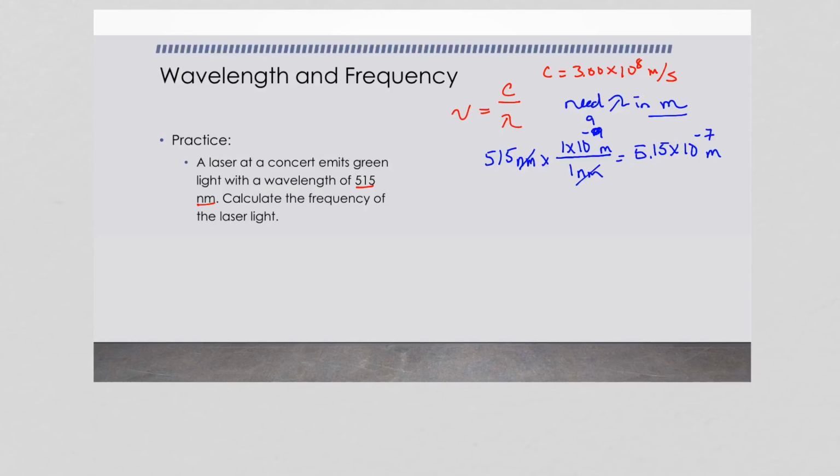So now I can plug into my equation for frequency, and I get 3 times 10 to the 8th meters per second divided by 5.15 times 10 to the minus 7 meters. Of course, my meters cancel here, and what I'm left with is my result, which is 5.83 times 10 to the 14th.